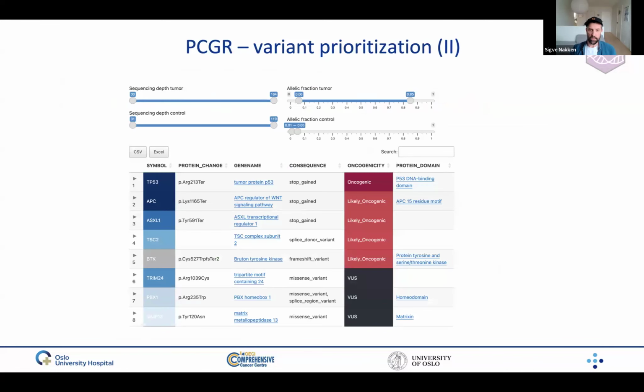This is essentially a screenshot of the report, where you can interact based on the sequencing depth that you see in the tumor and the control sample, and the allelic fraction of the variants. And then you can also go in and look at the classification that was done according to oncogenicity. When you click on each variant, you will see what criteria kicked in to make this variant oncogenic.